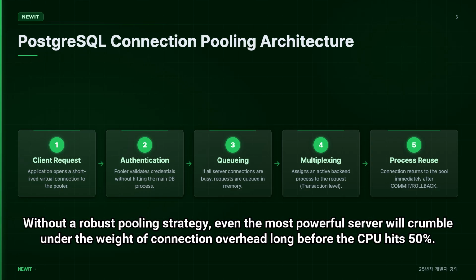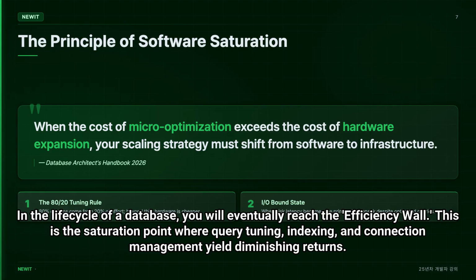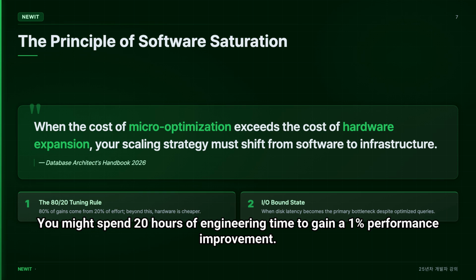Without a robust pooling strategy, even the most powerful server will crumble under the weight of connection overhead long before the CPU hits 50%. But even with perfect pooling, we eventually hit a wall where the software can no longer compensate for the sheer volume of data. In the lifecycle of a database, you will eventually reach the efficiency wall. This is the saturation point where query tuning, indexing, and connection management yield diminishing returns. You might spend 20 hours of engineering time to gain a 1% performance improvement.